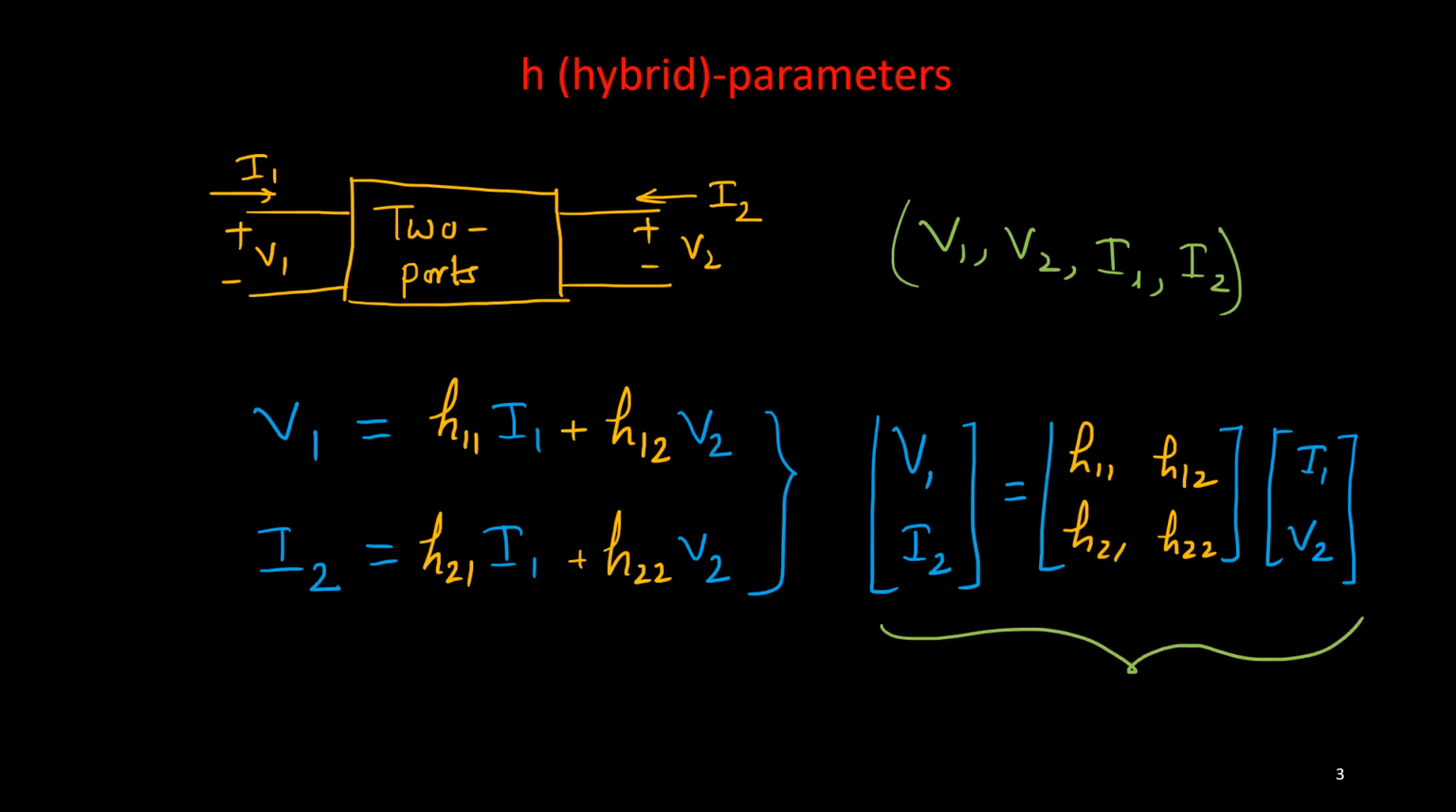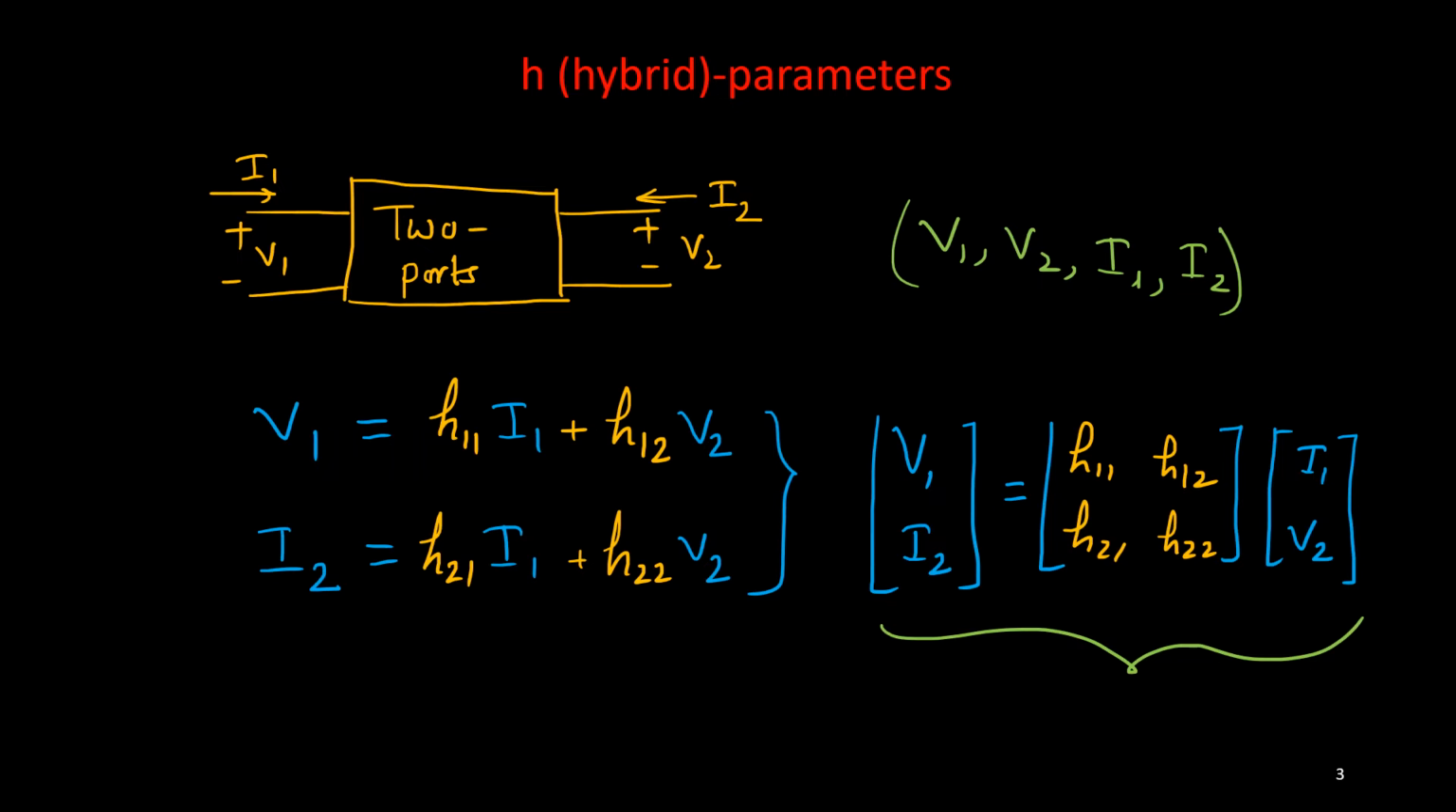Now we'll try to understand what H11, H12, H21, H22 are, and we'll see that in this case these parameters are either an impedance parameter like Z parameters, or an admittance parameter like Y parameters. It's a combination. And sometimes these parameters are unitless as well, some gain factors. So we'll try to understand those things.